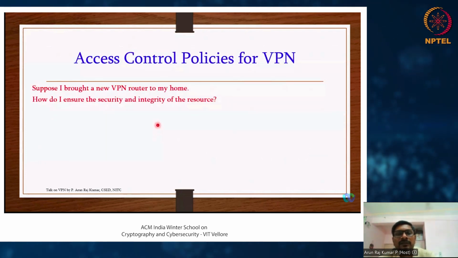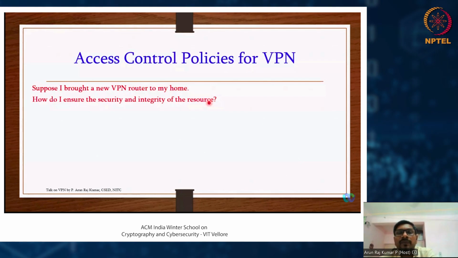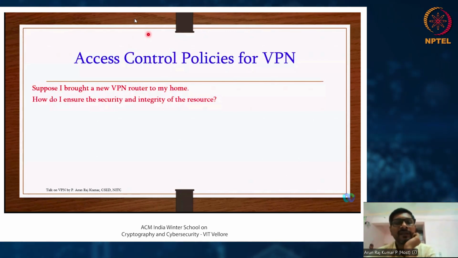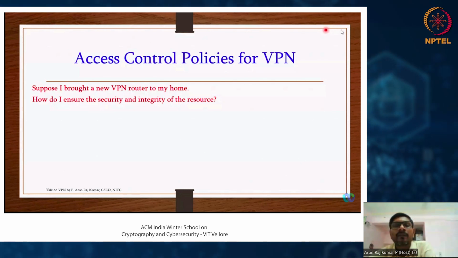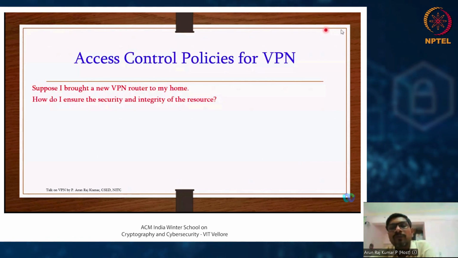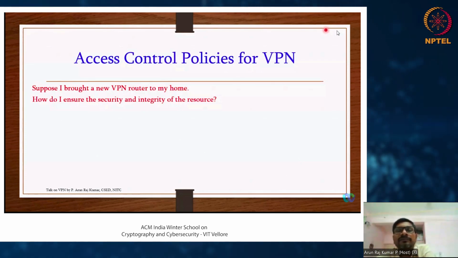Okay, so access control policies for VPN. Suppose I bought a new VPN router for my home. How do I ensure the security and integrity of the resource? Can anyone tell me what kind of questions you can ask when a new VPN router is present in my home? Can somebody tell me some questions? Suppose imagine that you are buying a new router for your home. What kind of questions or policies will you try to set? Can you just think for a while?